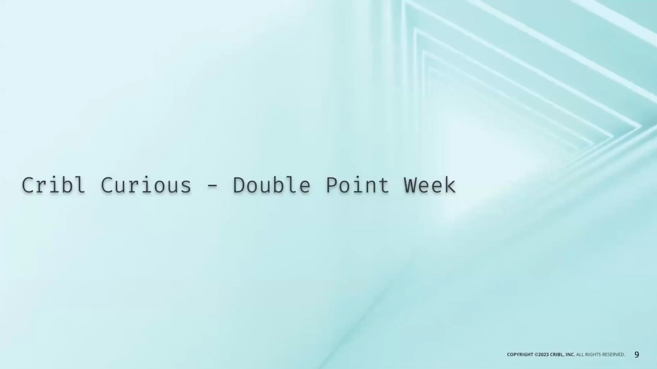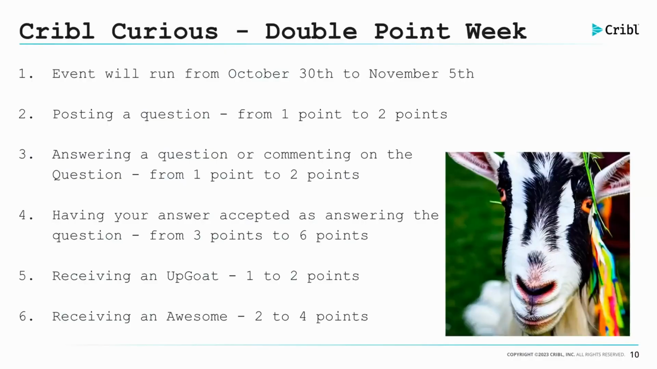To help everybody get some more points and level up, the last week of October into the first week of November, we're going to go double points. Typically, posting a question gets you 1 point. Answering a question or commenting on a post gets 1 point. Having your answer accepted is typically 3 points. If somebody gives you an upvote, you get a point, and getting an awesome gets 2 points. All of those are doubled.